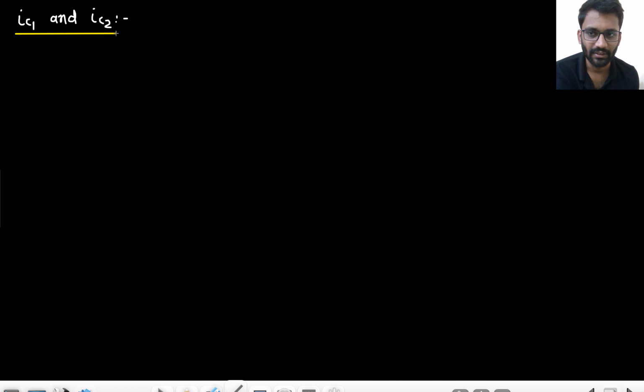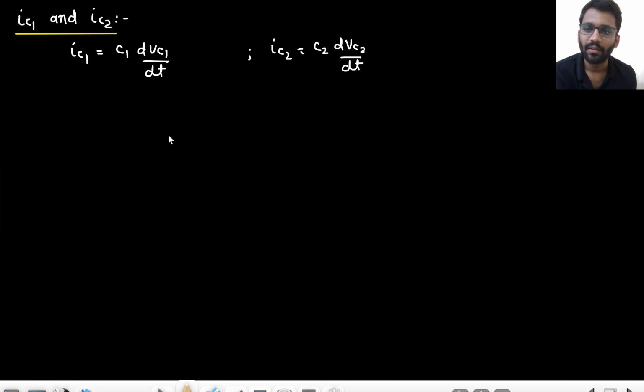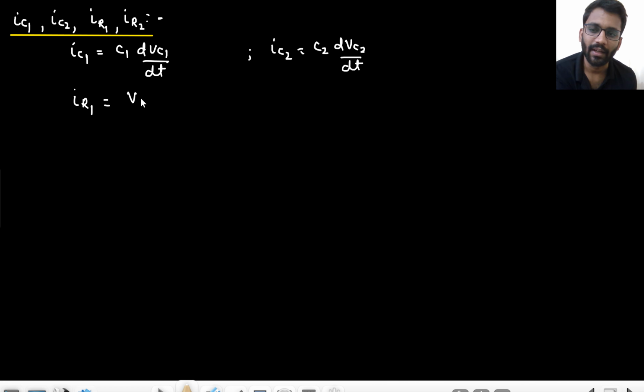Okay, now talking about IC1 and IC2. No need to write the values, we will just make the graphs. So what will be IC1? That would be C1 dVC1 by dt. And what would be IC2? That would be C2 dVC2 by dt. All the currents we will talk about, not just IC1 and IC2, but IC1, IC2, IR1 and IR2. What will be IR1? IR1 will be VC1 by R1. What about IR2? IR2 would be VC2 by R2.